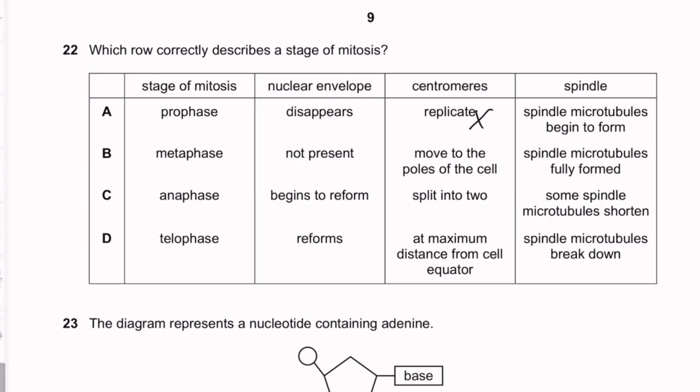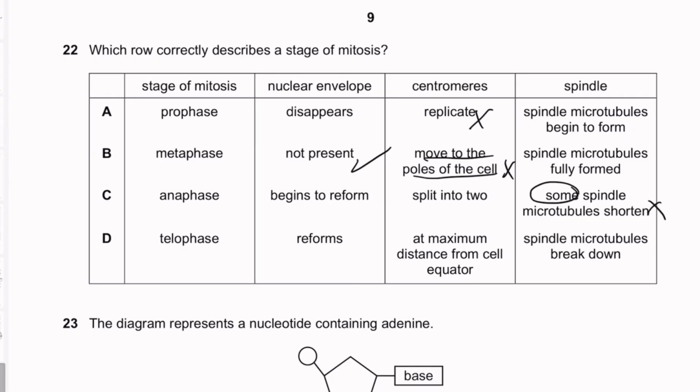For metaphase, the nuclear envelope is not present. Correct. Centromeres will move towards the opposite poles of the spindle. Actually, no, they have moved during prophase. So that is wrong. Anaphase, the nuclear envelope begins to reform. Okay, sure, because it's a cycle. Centromeres split into two, and the spindle microtubules shorten, not some, all of them.